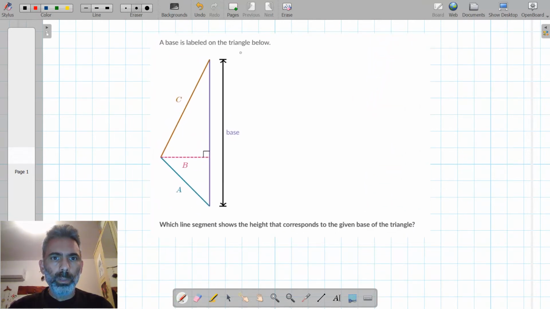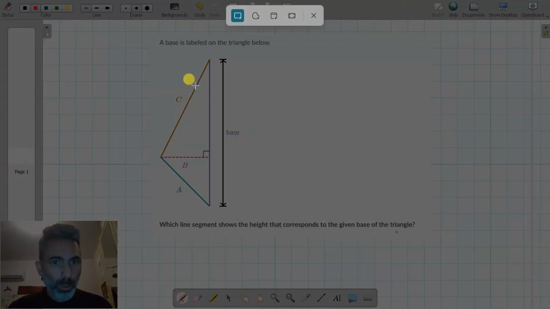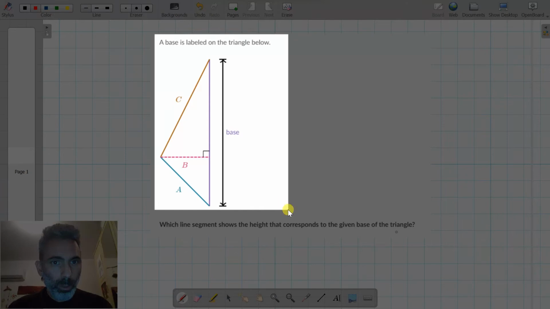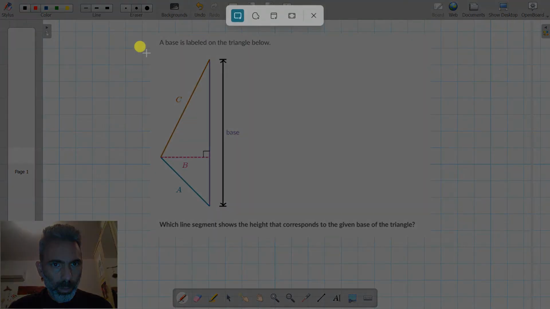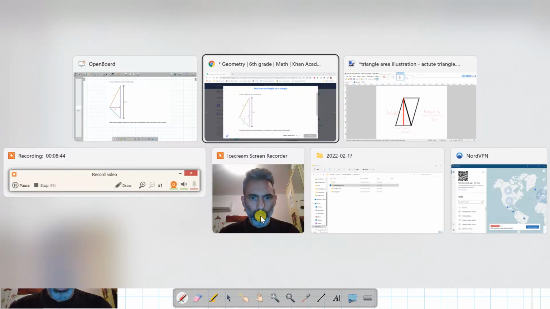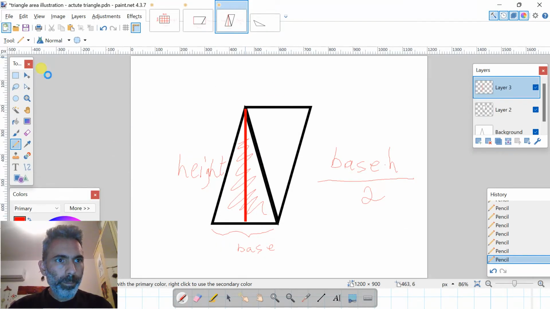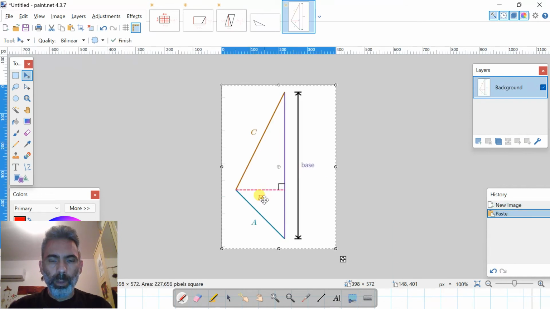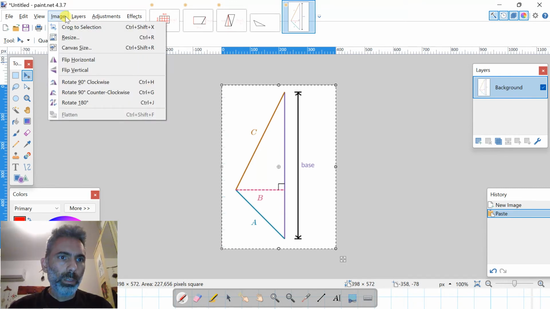Base is labeled on the triangle below. Okay, so this is the base. Which line segment shows the height that corresponds to the given base of the triangle? Okay, so let me just copy this. Okay, so now if I rotate it, let's rotate the image 90 degrees clockwise.